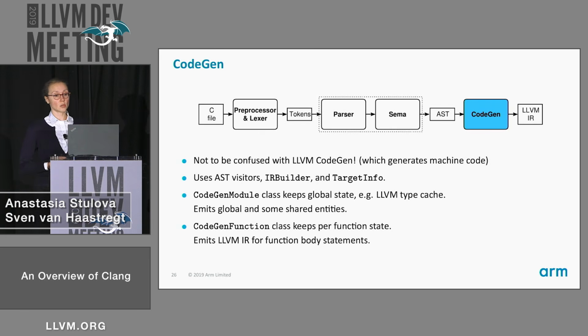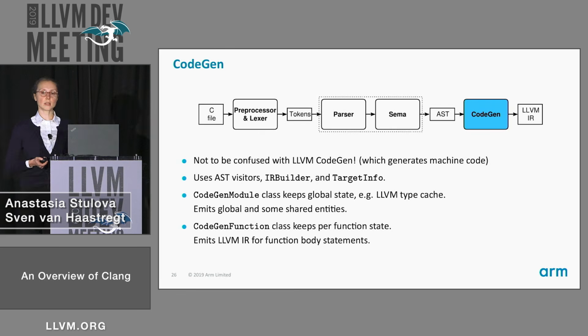As I mentioned, it uses visitors. It's also using a helper class to generate LLVM IR, and that isn't part of Clang, it's part of LLVM, but Clang is using it in the CodeGen phase quite a lot. And it also uses target information quite a lot as well, because it needs to make sure that the IR being generated is compatible with the targets that we are compiling for.